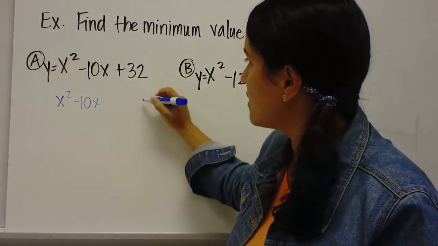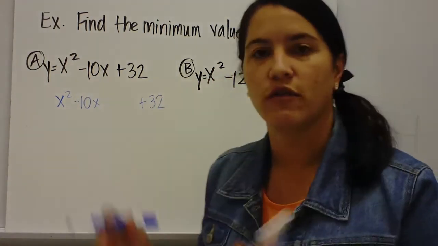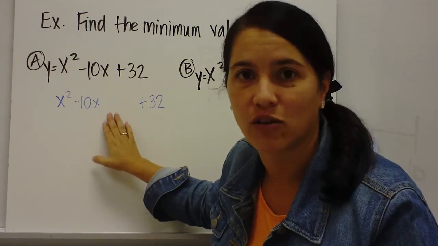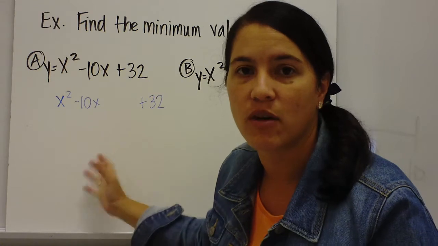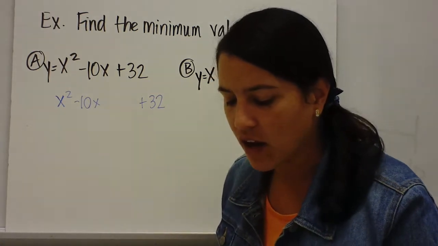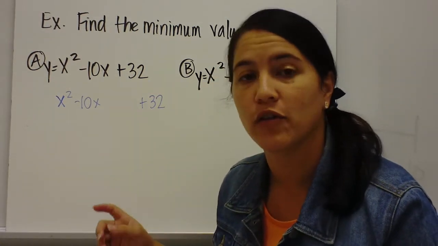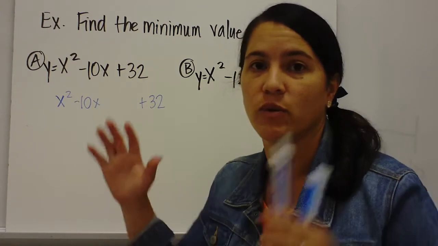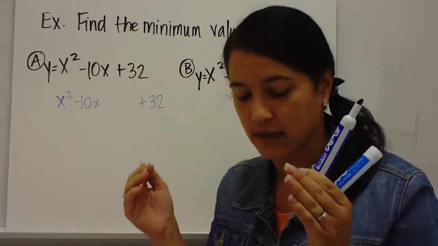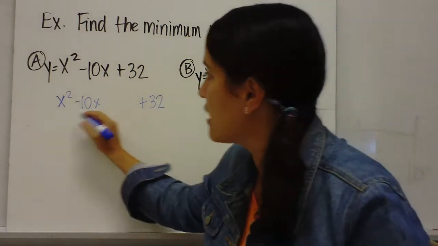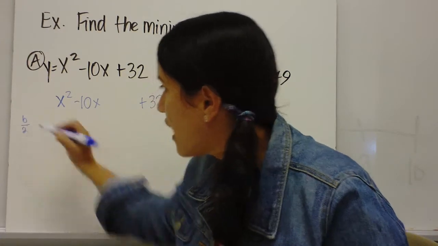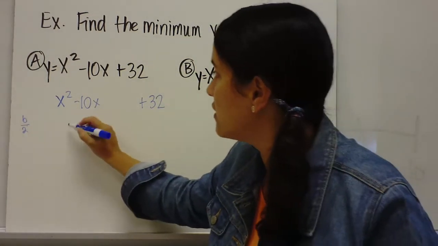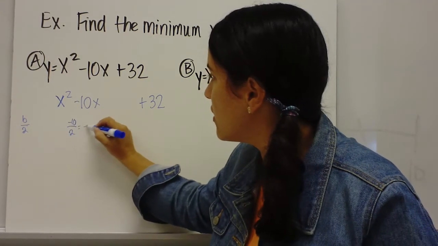And we're going to leave some space, and then we're going to put plus 32 over here. So the first thing is we're going to rewrite some space because we need to get another c value that will help us collapse it. So we're trying to get a perfect square trinomial, so when we factor it, we can just get one parentheses. And in order to do that, you have to take b and divide it by 2. So right now we have negative 10 divided by 2 is negative 5.